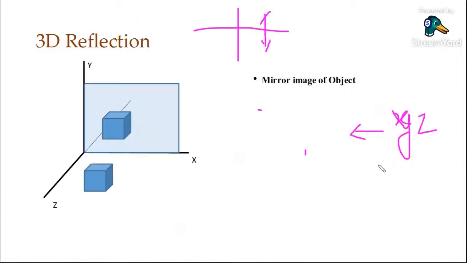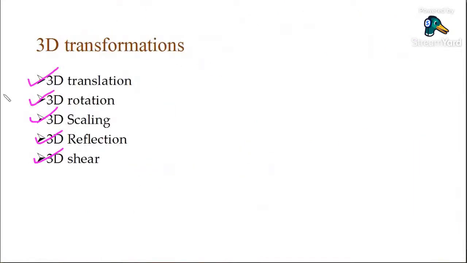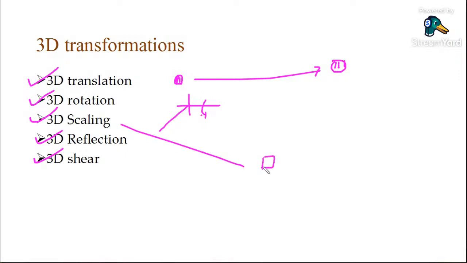So there are 5 transformations we have discussed. Translation means changing the position of the object. Suppose this is a 3D object, in case of translation the object can change position. And 3D rotation, it can rotate about any axis. Then scaling means changing the size of the object. If you are scaling up or scaling down, if you are scaling up the size may be increased.